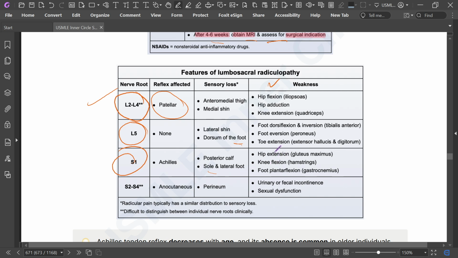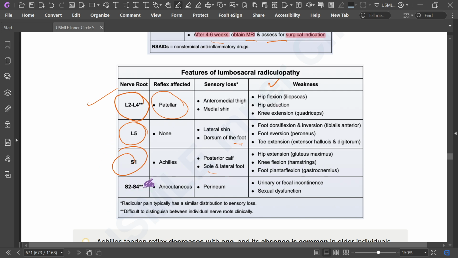It causes hip extension, hip flexion by the L2 to L4, and hip extension. S1 weakness: hip extension, knee flexion, the opposite of L2 to L4, like hip extension but knee flexion, and foot plantar flexion, gastrocnemius.